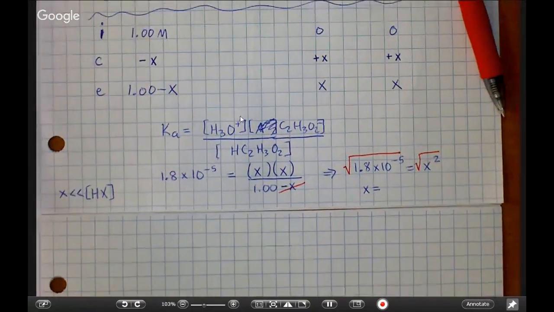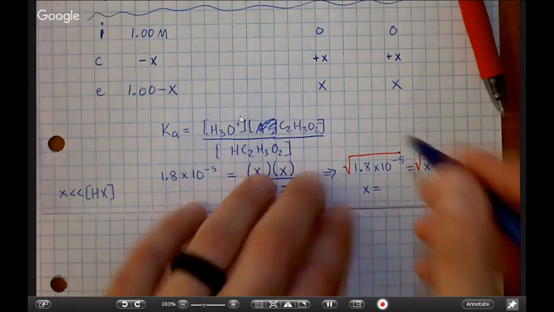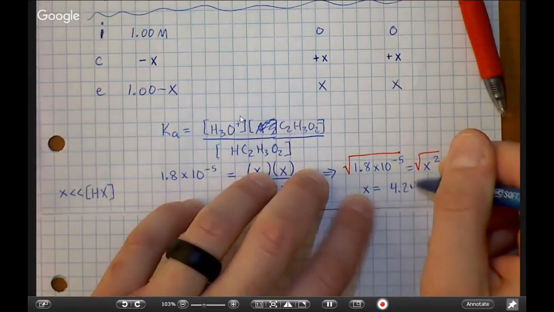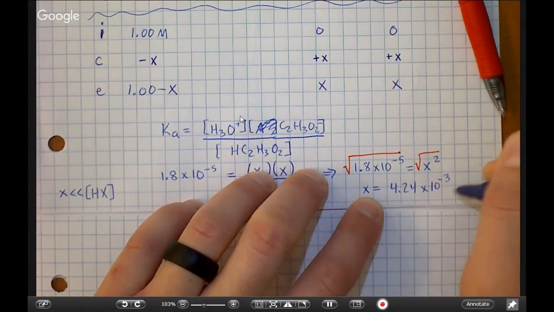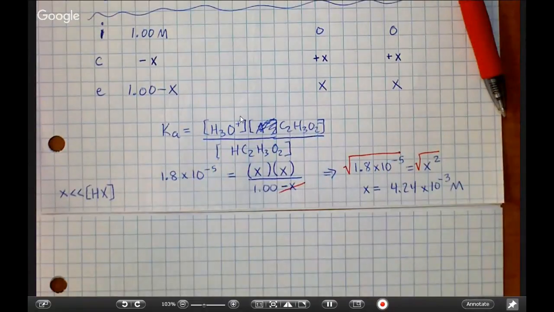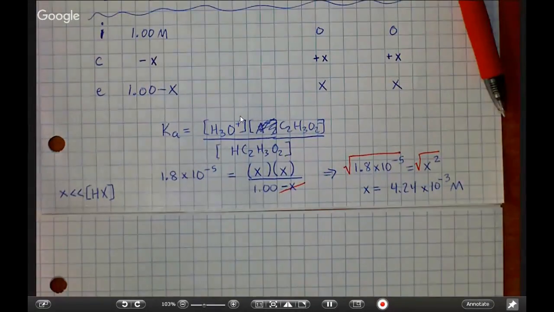Okay, what do we get for X? 4.24 times 10 to the negative 3. All right, and that's molar. So is that what you guys got? Okay.